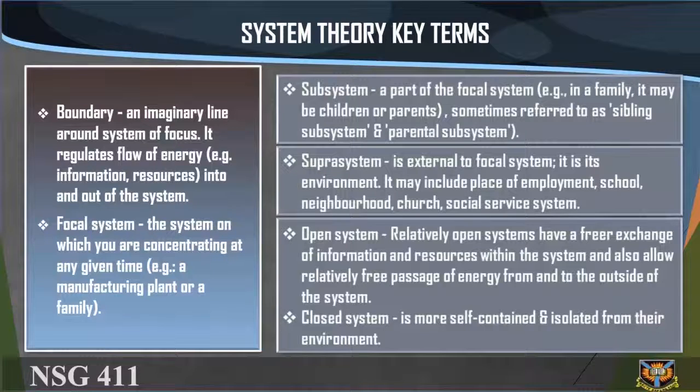Suprasystem is external to focal system. It is its environment. It may include place of employment, school, neighborhood, church, social service system. Open system: relatively open systems have a freer exchange of information and resources within the system and also allow relatively free passage of energy from and to the outside of the system. Closed systems are more self-contained and isolated from their environment.